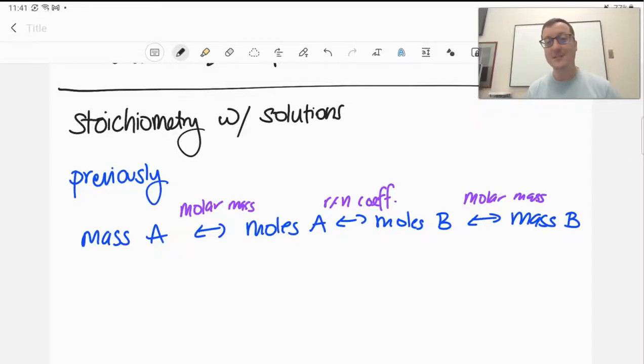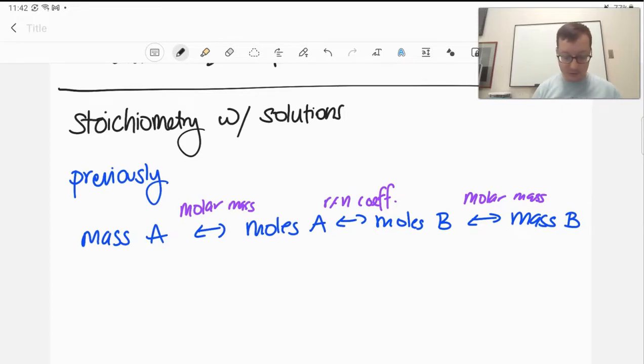Let's talk about doing stoichiometry with solutions. As we may remember, stoichiometry was that process of determining how much of one reactant we would need to react with others, or how much product we would make for certain reactants, or vice versa. We followed this pathway of starting with mass of compound A. We would use its molar mass to get the moles of A. We would then use the reaction coefficients from our balanced equation to get the moles of B, and then we could use molar mass to get the mass of B.